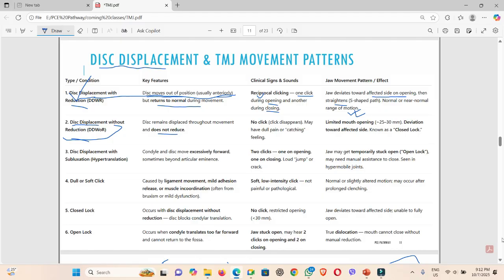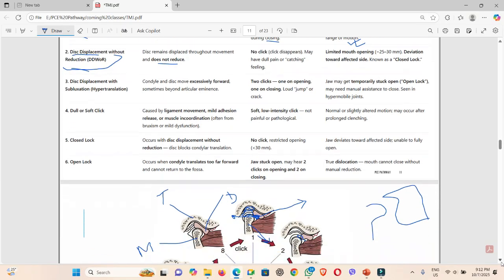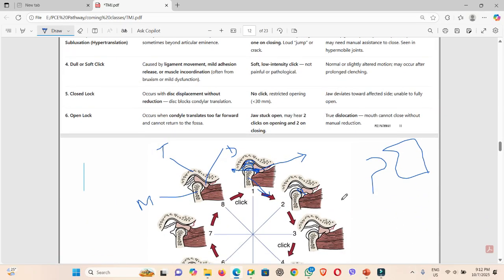If the condyle doesn't jump off at the center of the disc, will we hear a click? Yes or no, guys? Will there be a click or not? No, no, because that click was because the condyle was crossing this bump, isn't it? Then sitting at the center. So this friction was producing the sound, the click.